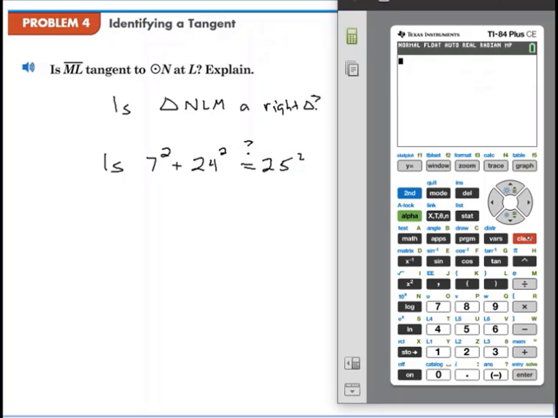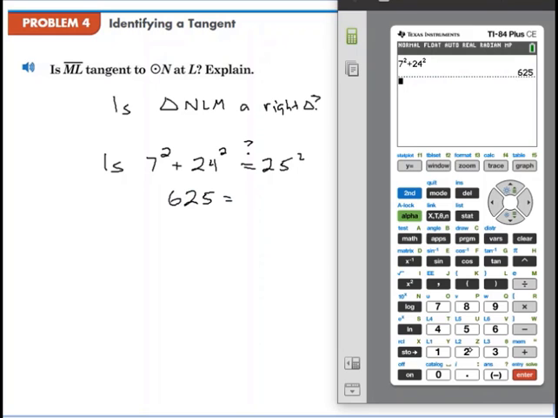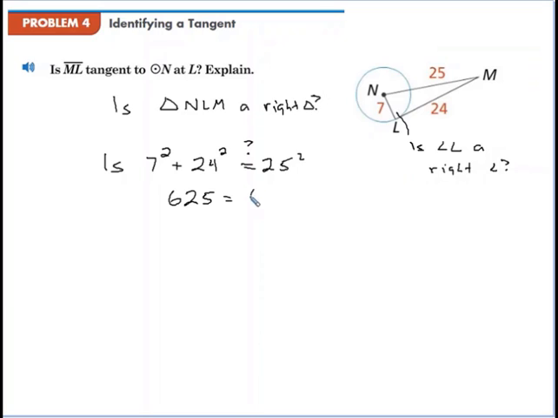Okay, so we clear our calculator and we're just going to check the left side first by checking what is 7 squared plus 24 squared. That can all be done by the calculator. That's 625. Okay, let's check and see what 25 squared is. 25 squared. How about that? 625 also.